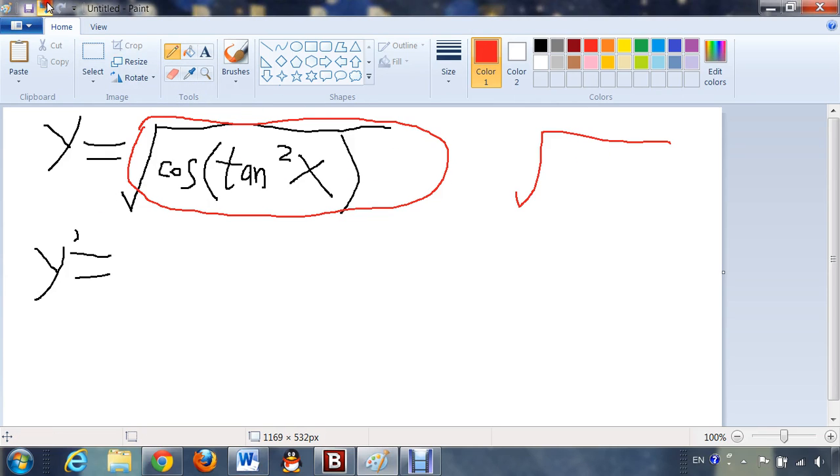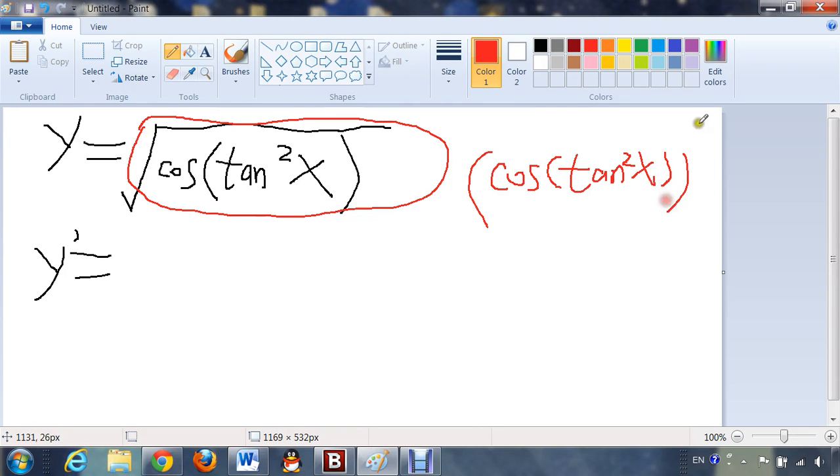So the next step, we think about, okay, can we rewrite this expression so we can find a rule that matches? Remember, anything under a square root we can write as to the power 1/2, right? So it's cosine of tangent square x to the 1/2 power. That is the same thing as saying we're taking the square root of this thing here.